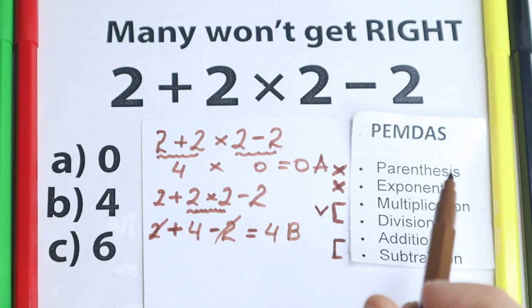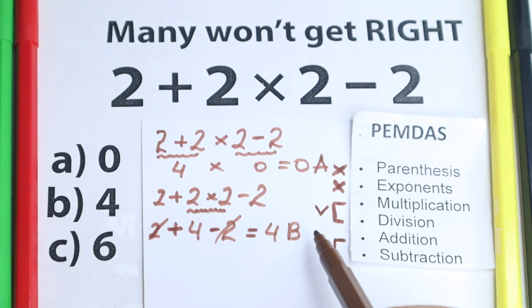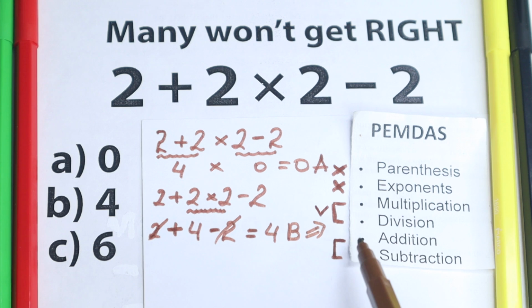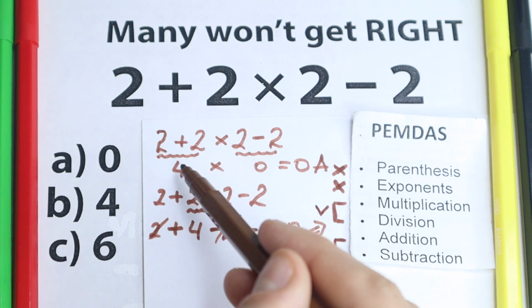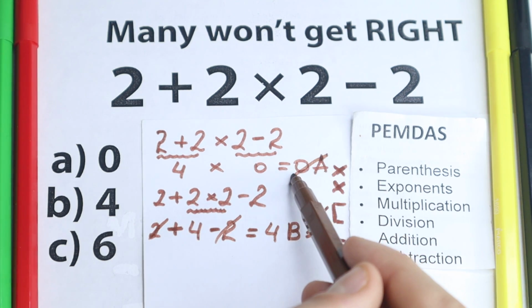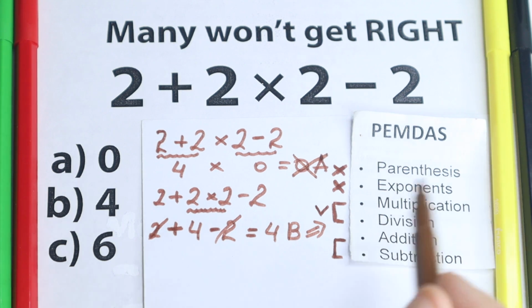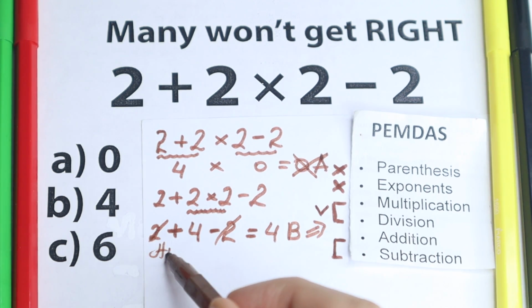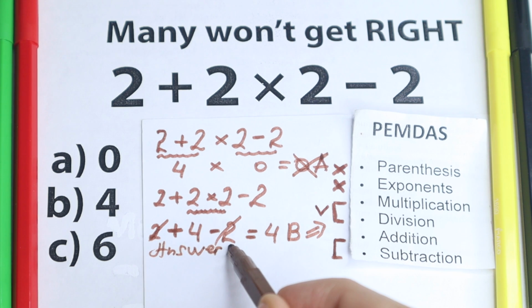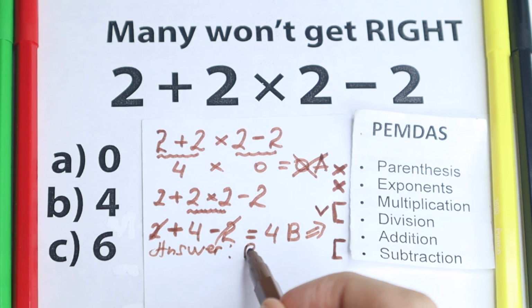According to the correct order of operations, which in our case is PEMDAS, we can reject the solution with option A because it is absolutely incorrect. The correct answer is option B.